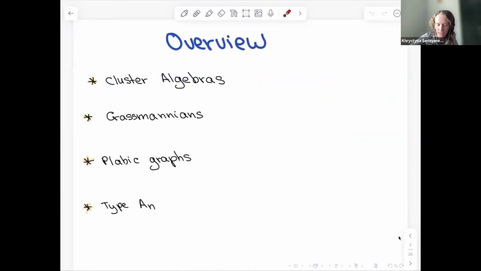And so the plan today is to tell you about cluster algebras. First I'm going to talk about the definitions and the constructions, and then we're going to specialize to the special case of the Grassmannians, and then the combinatorics of that, which is hidden in that of the plabic graphs. And then at the end, we're going to talk about the special case of type A_n and the triangulations of polygons. So this relates very well to the topics we've seen in the first lecture today. We're going to reinterpret all of these objects from the point of view of cluster algebras. All right, so let us start.